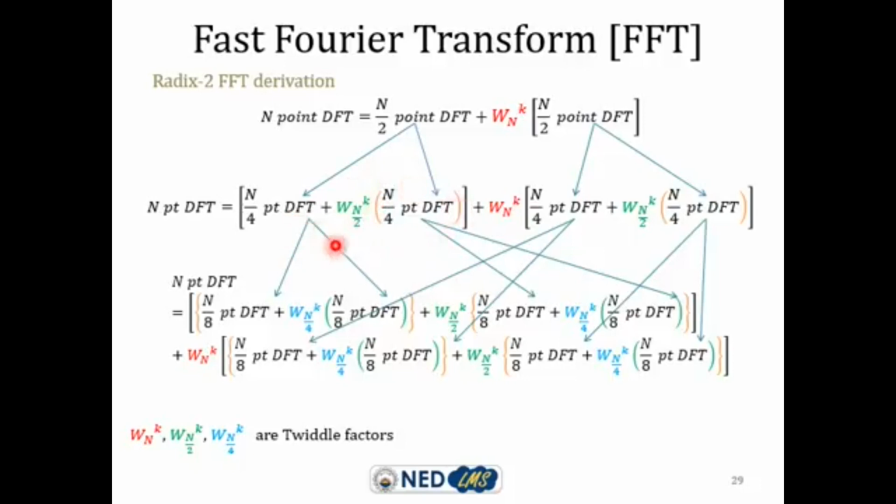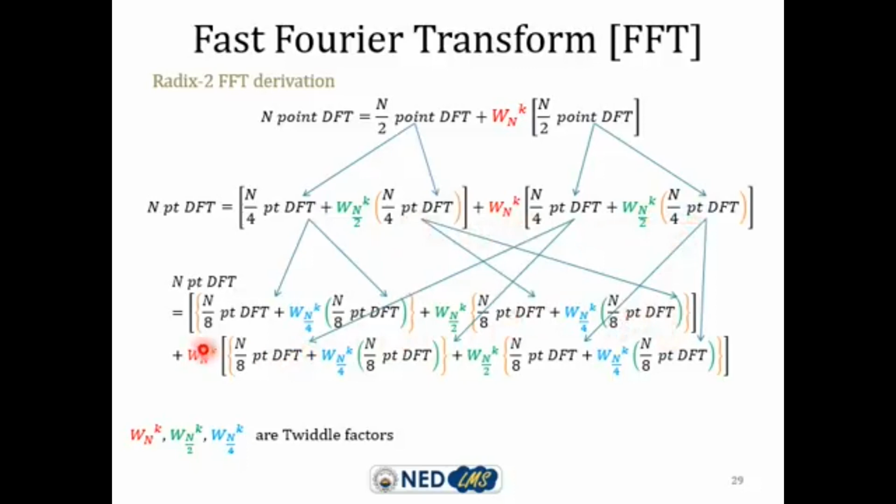Now, each of these N by 4 point DFTs can be calculated with the help of two N by 8 point DFTs, where the first N by 8 point DFT will appear as it is, while the second N by 8 point DFT will be multiplied with W_{N/4}^k twiddle factors. And you can follow the same pattern for the remaining three N by 4 point DFTs as well.